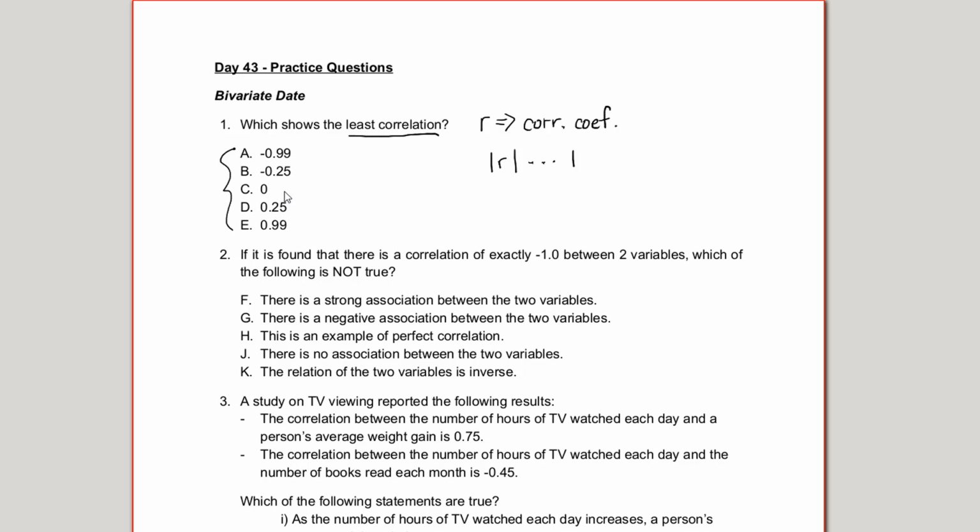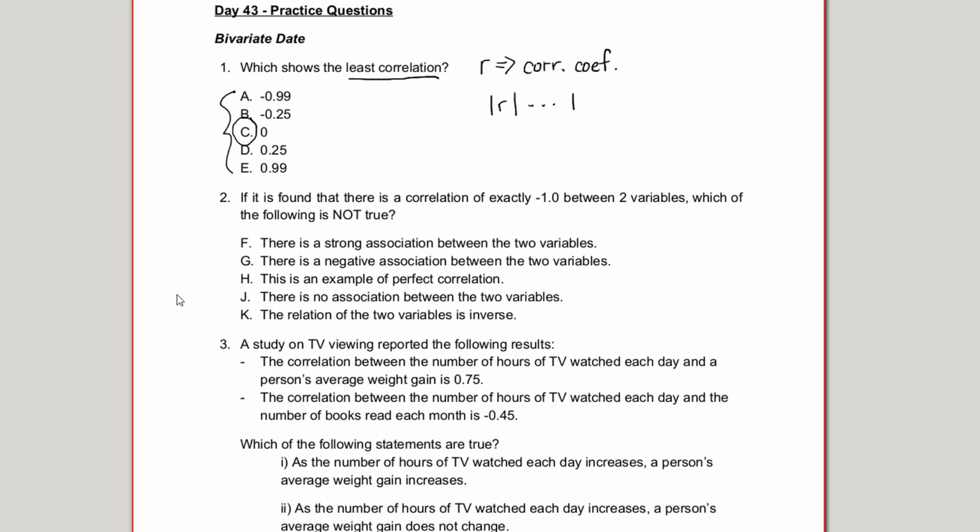or negative. When we're looking at negative 0.99 and 0.99 with respect to it having correlation, those both have an equal amount of correlation. They are very correlated, close to 1. So that's going to give us an option of C of 0. 0 is going to have the least amount of correlation, basically no correlation. So that's answer choice C.